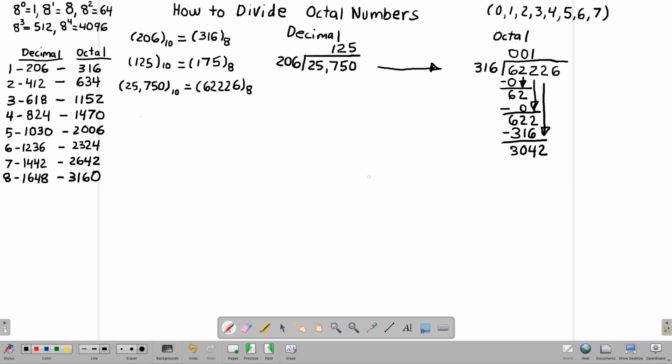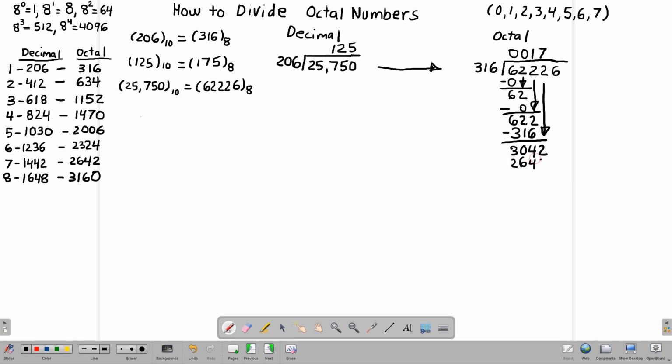We can see that 3042 is less than the octal value 3160. So that means that 316 divides into 3042 7 times. So we'll go ahead and put the value 7 right here. And then 7 times 316, we go back to the table, it shows that the value is 2642. This is represented in octal.